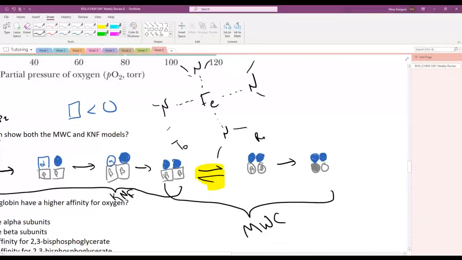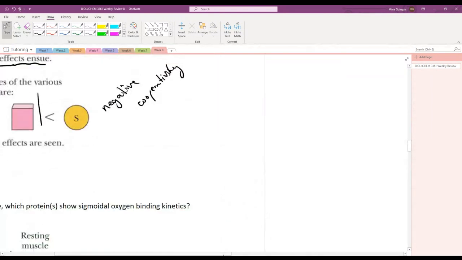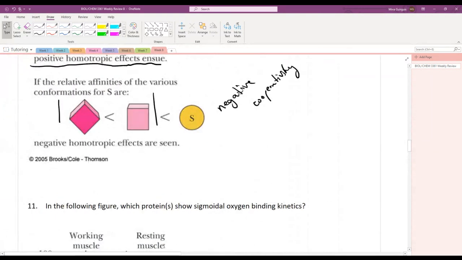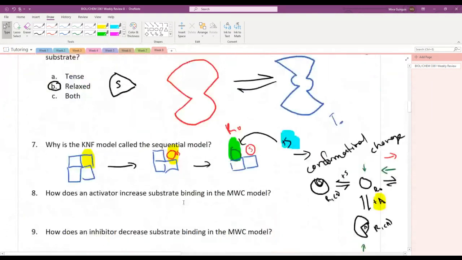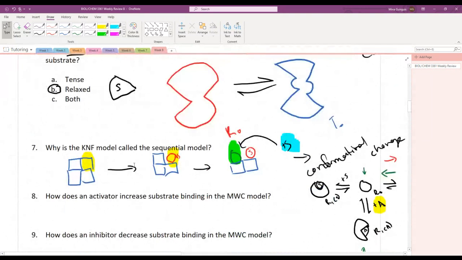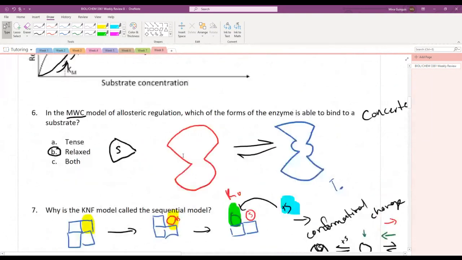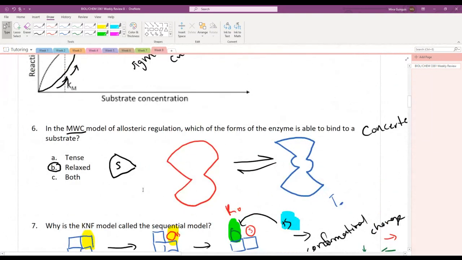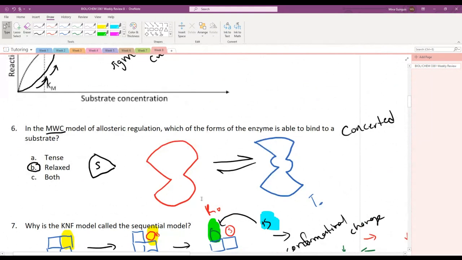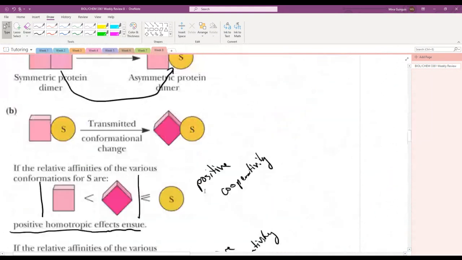Now you might be asking yourself, or you might be asking me, is every enzyme both? Is every enzyme one or the other? I thought they were both saying the same things. Going back to, I think it was question 9, no, it was question 5. Let's see. No, question 7. The KNF model is called the sequential model, and the MWC model is called the concerted model. Okay? This is the big difference between them.